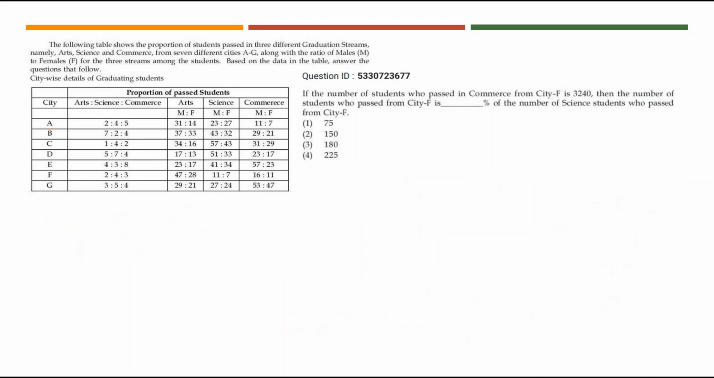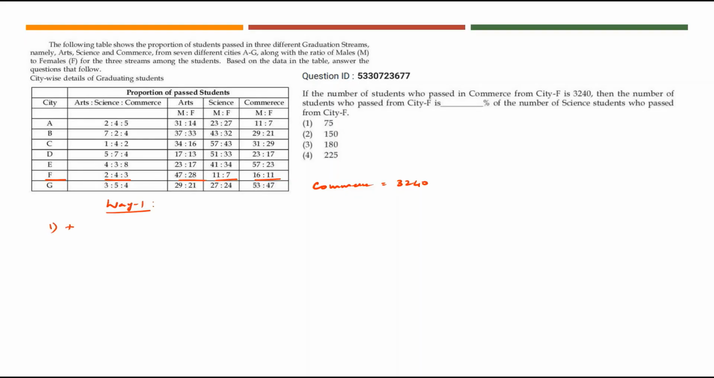Next question. If the number of students who passed in commerce from city F, so here we are concentrating on city F, is 3,240, then the number of students who passed from city F is how much percentage of the number of science students who passed from city F? There are actually two ways to do this question. So let's take way 1.